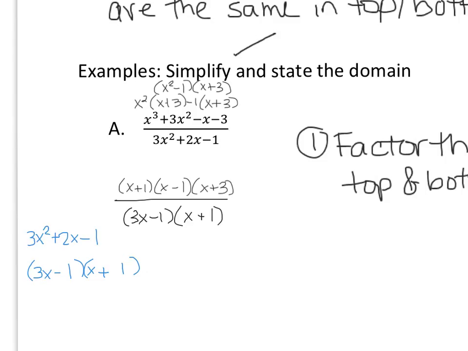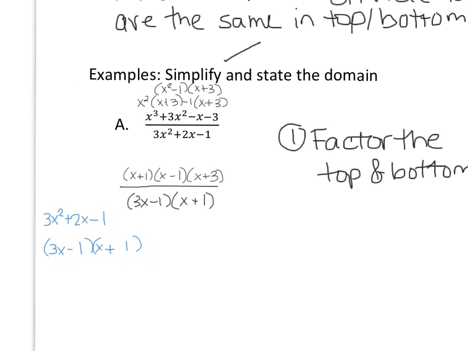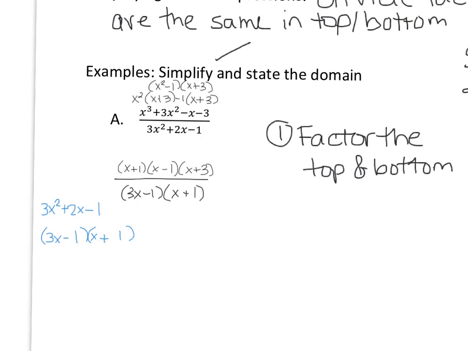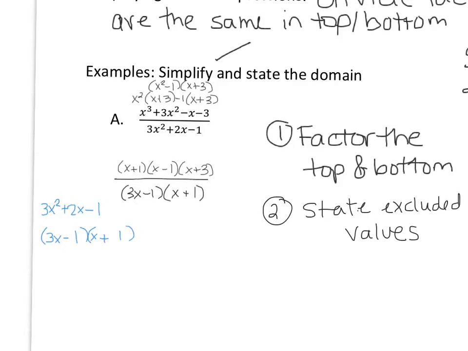After you've factored it, you're going to look at the excluded values before you cancel anything. So if I look at the denominator, step 2, state the excluded values. I know that x cannot equal negative 1 because that would make the denominator 0, or 1/3. Now if you look at this, we have some of the same factors here.